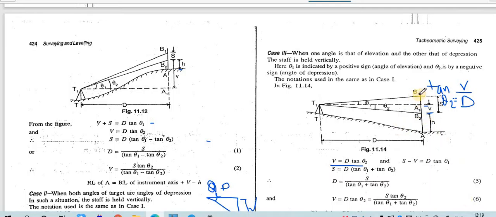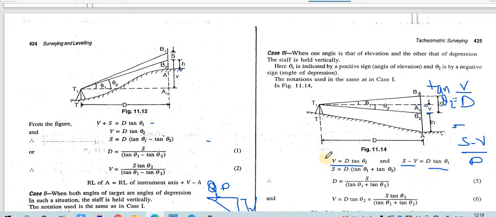And in case of theta 1, this will be what? This height. So that will be what? So this distance is what? S. So S minus V. The formula will be S minus V by D. So the second case will be S minus V by D tan theta 1.